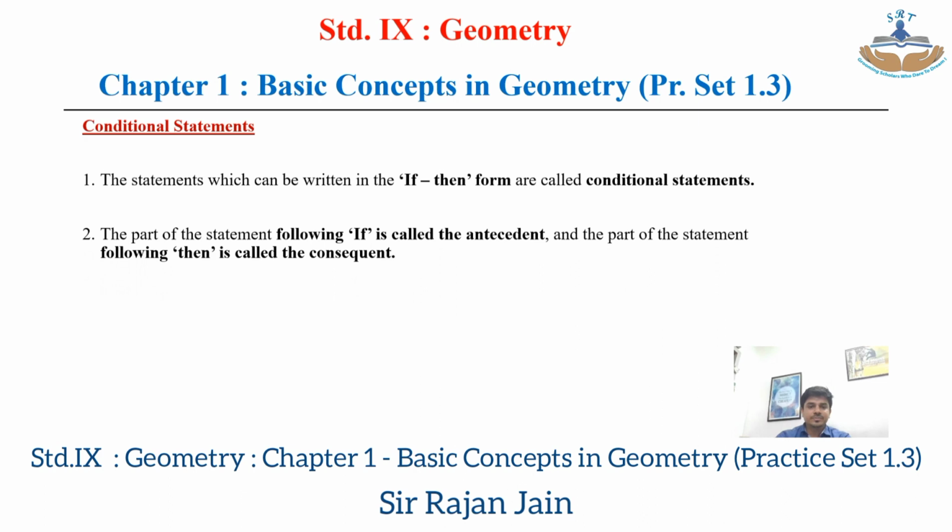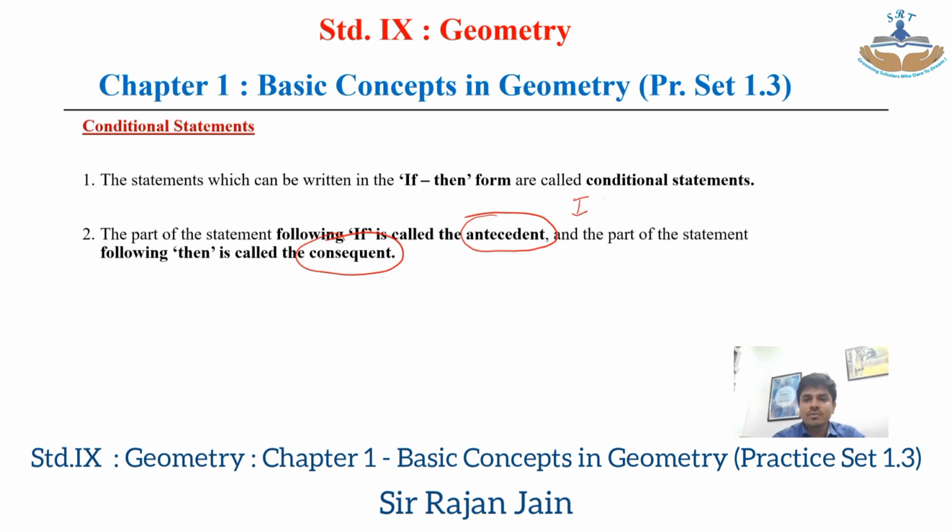Okay. Now, ये जो conditional statement होता है, इसमें the part of the statement following if is called as antecedent and the part of the statement following then is called as consequent. Means for a conditional statement there are two parts. One is called as antecedent, second is called as consequent. अभी ये antecedent और consequent exactly क्या होता है?